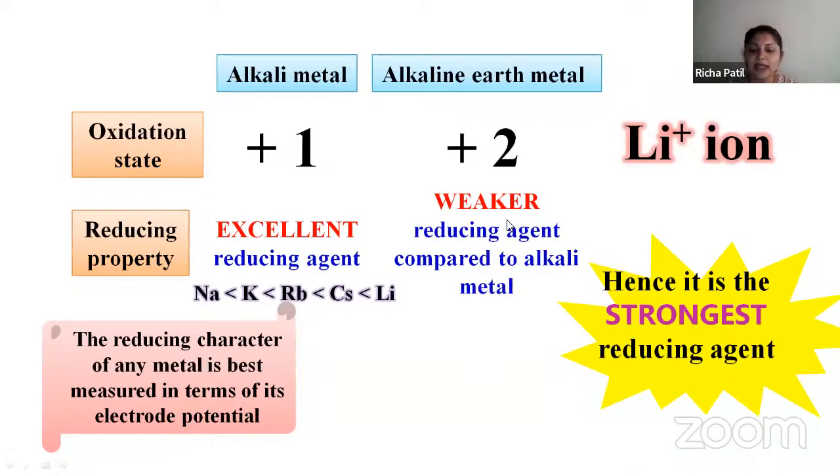Next, we'll see the hydration enthalpy. Before going to oxidation state, we'll see about hydration enthalpy. When you are comparing the hydration enthalpy of group 1, it decreases with the increase in ionic size. You know how the ionic radius varies down the group. As you go down the group, the ionic size goes on increasing, right?